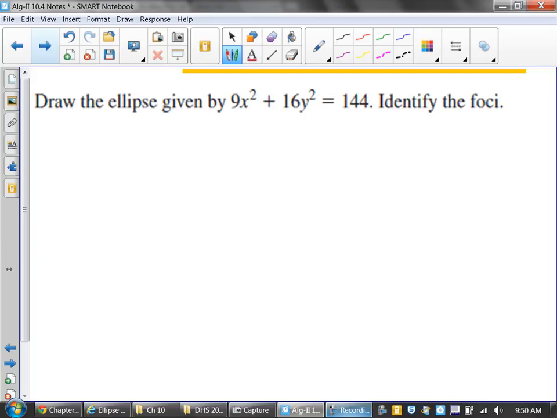So the generic forms of these equations always equal 1. So in this equation, what would you have to do? Divide everything by 144. Set one side equal to 1 now. All right, divide everything by 144. When you do that, you get x squared over 16 plus y squared over 9 is 1. All I'm doing is just putting the generic form by setting the side equal to 1.